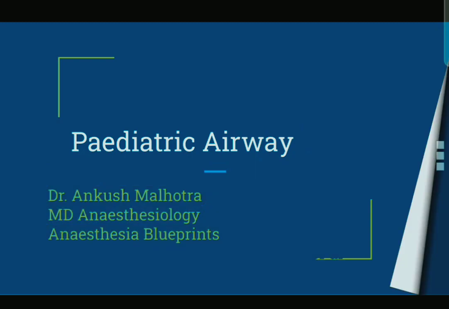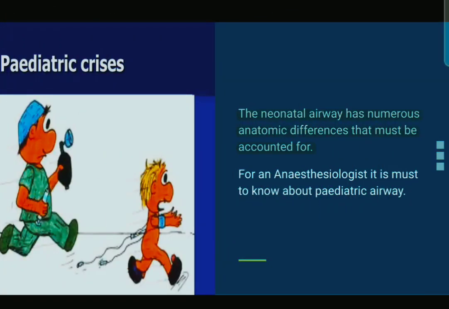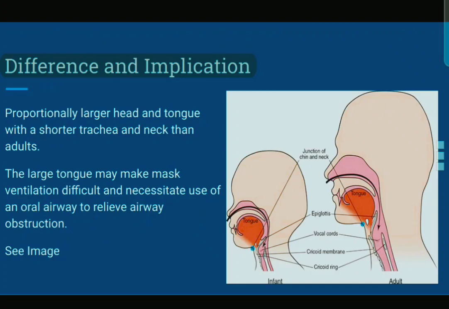Ankush Malhotra. The neonatal airway has numerous anatomic differences that must be accounted for. For an anesthesiologist, it is a must to know about the pediatric airway differences and implications. Proportionally larger head and tongue with a shorter trachea and neck than adults. The large tongue may make mask ventilation difficult and necessitate use of an oral airway to relieve airway obstruction.